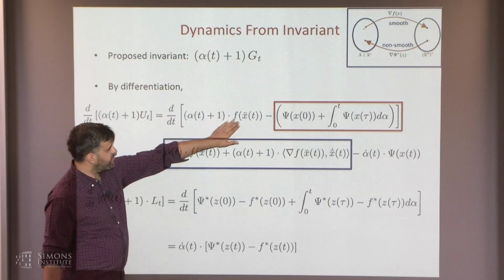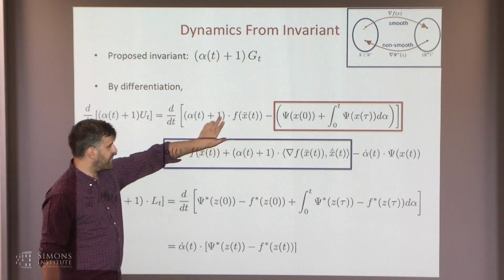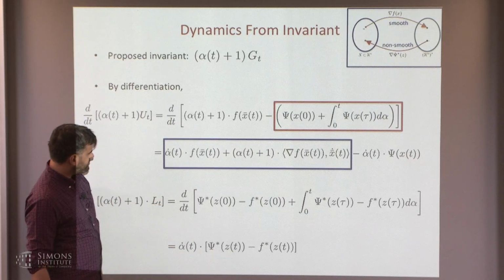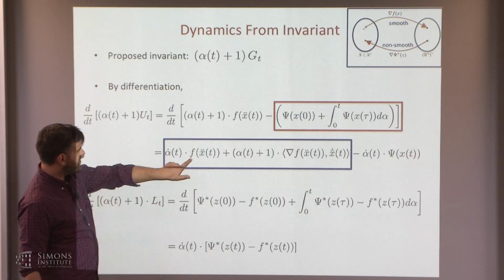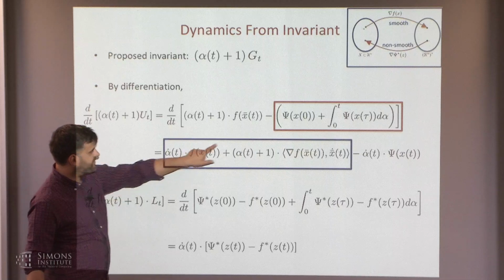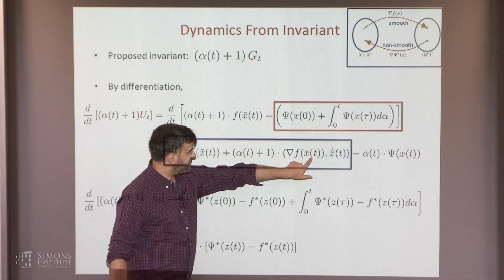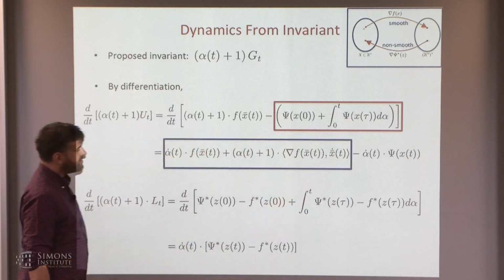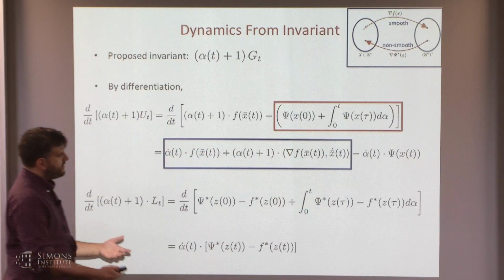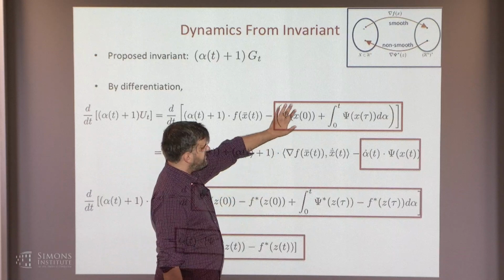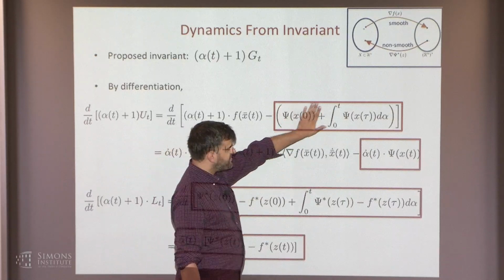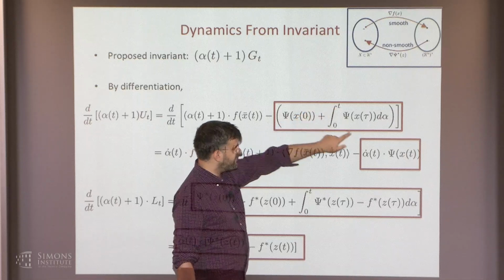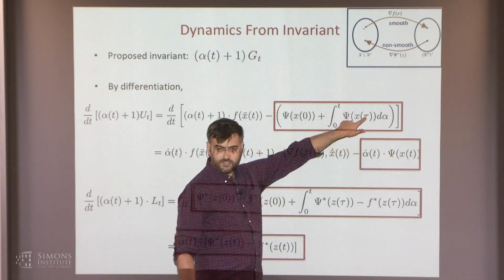And they're going to differentiate in this way. So this term, I have to apply the chain rule. So I have to apply the product rule. So I'm going to get two terms. Here I differentiated alpha, and here I differentiated the function. So I get the inner product of the gradient and x bar dot. For these guys, differentiating these averages is really easy because you can use the fundamental theorem of calculus and you just get psi of xt.